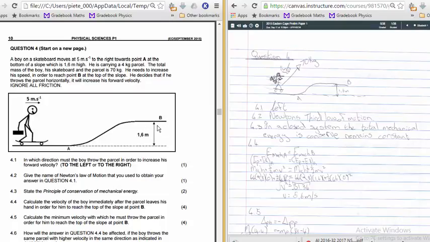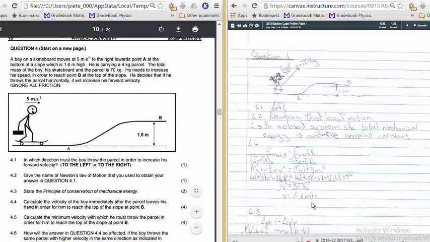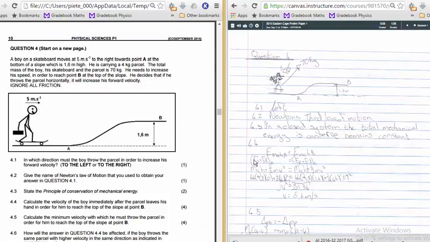In order to reach point B, I'm going to need a certain initial velocity. So definitely my velocity at the bottom of the slope must equal my... mechanical energy at the bottom of the slope must equal my mechanical energy at the top of the slope. And so I've got my potential plus my kinetic at the bottom, which at the bottom is no potential but all of the kinetic.